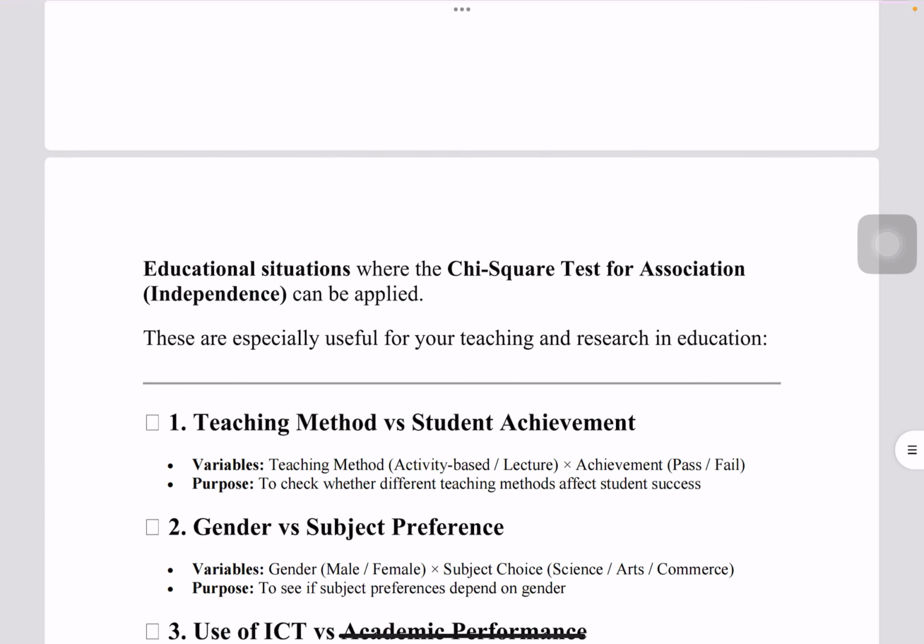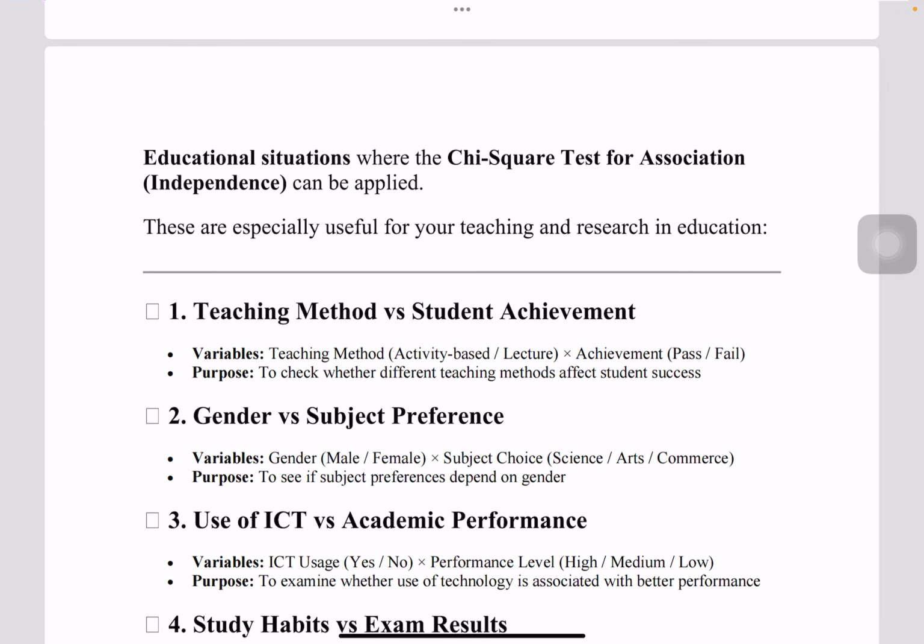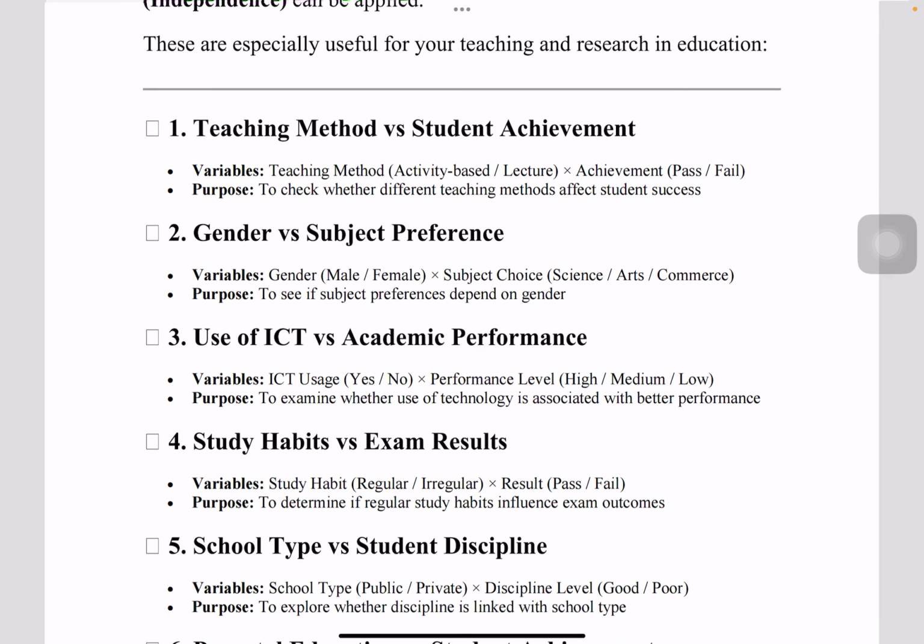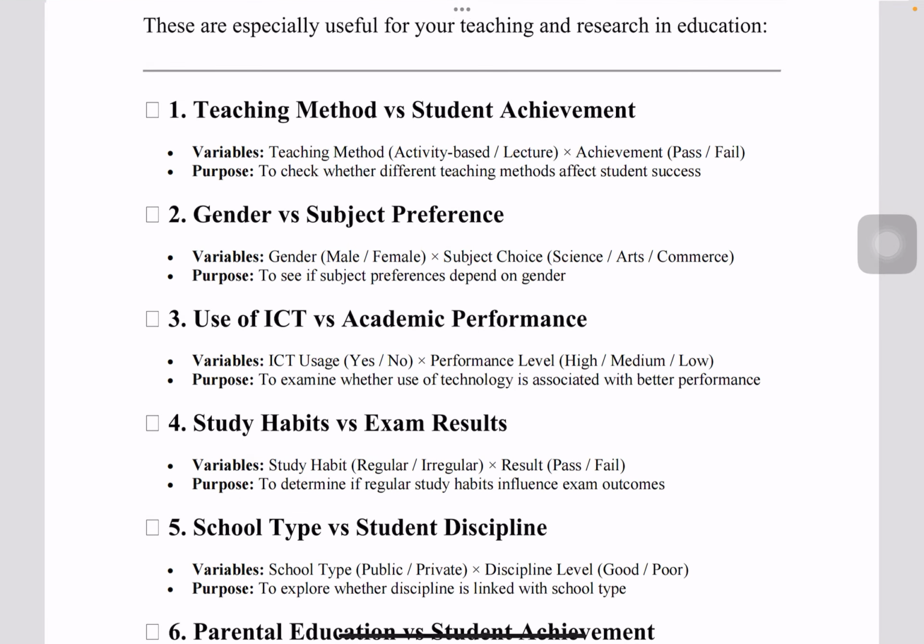Educational situations where the chi-square test for association or independence can be applied. These are especially useful for your teaching and research in education. Number 1, teaching method versus student achievement. Variables: teaching method, activity based, lecture based, multiplied by achievement, pass, fail. Purpose is to check whether different teaching methods affect student success. Number 2, gender versus subject preference. Variables: gender, male, female, multiplied by subject choices, science, art, commerce. Purpose is to see if subject preferences depend on gender.